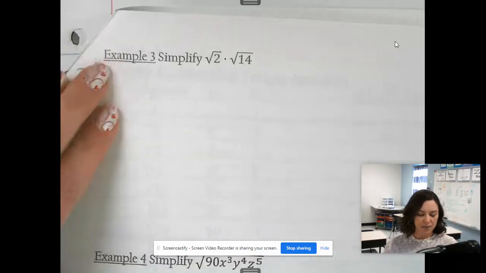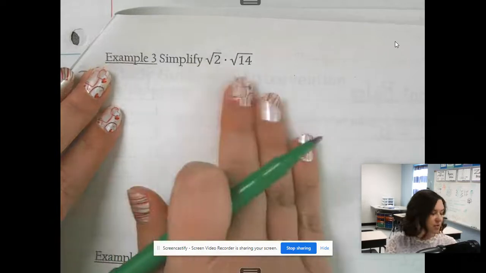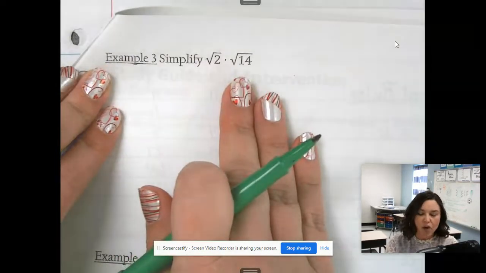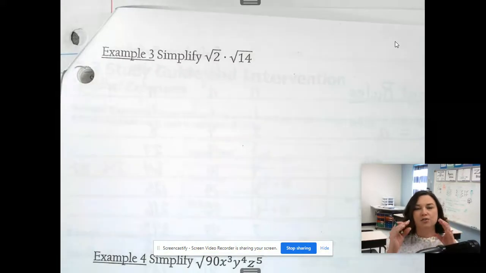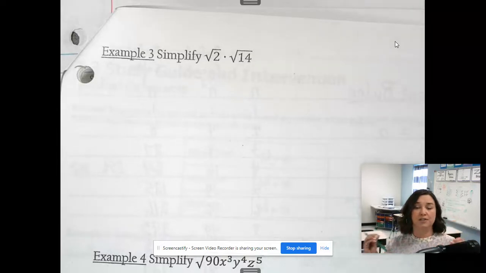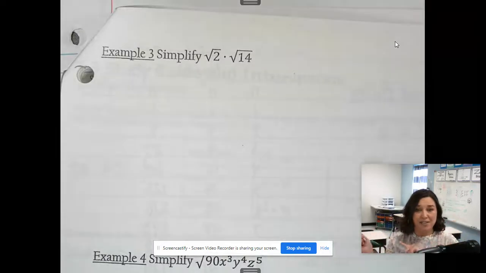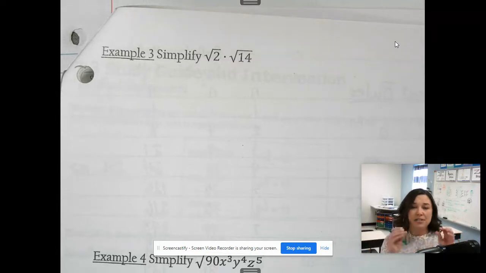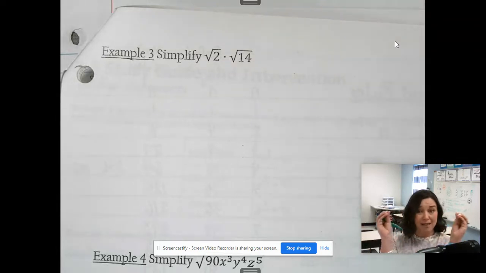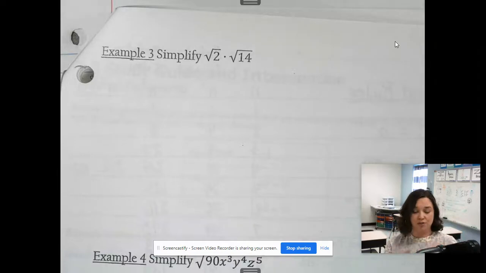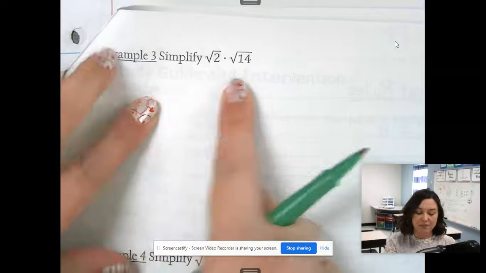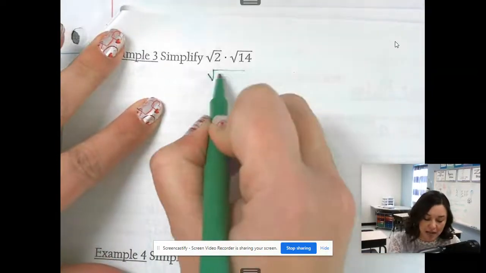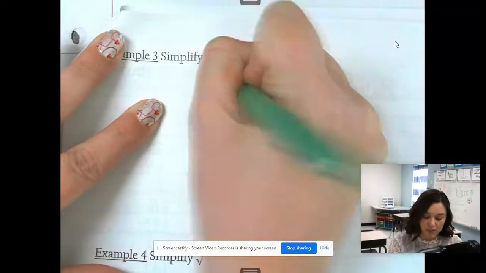So when I look at example 3 here, it says simplify the square root of 2 times the square root of 14. Well, we learned yesterday the reverse of this rule. The rule yesterday said if two things were multiplied together under one square root, we could break them apart into two square roots. Well, that equal sign means it goes both ways. So if there are two things being multiplied separately, you can put them together under a square root. So these two are being multiplied separately, so I can put them together under the square root and make that 2 times 14.